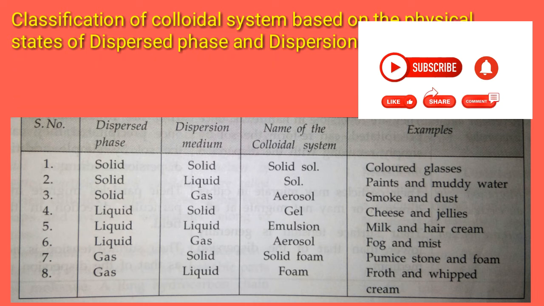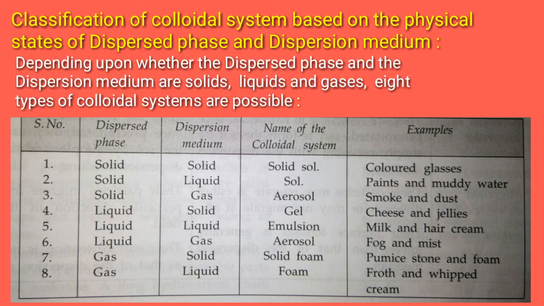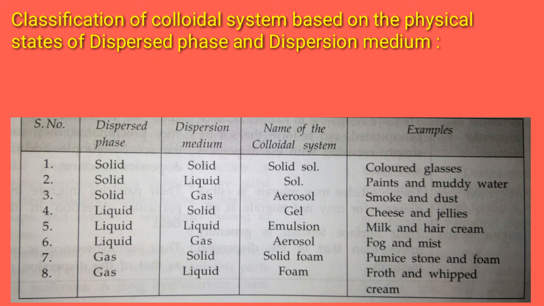The third type of colloidal system is aerosol. This type is solid aerosol. Aerosols are of two types, solid aerosol and liquid aerosol. Liquid aerosol is also simply known as aerosol. Now, in this case, this is solid aerosol. The third type is solid aerosol. In solid aerosol colloidal system, solid dispersed phase particles are dispersed in gas dispersion medium. Examples of solid aerosol are smoke and dust.